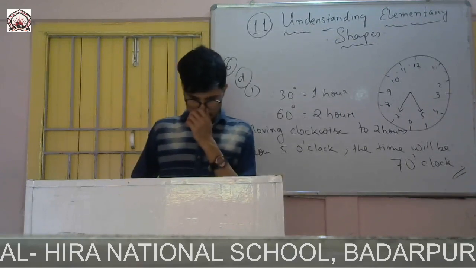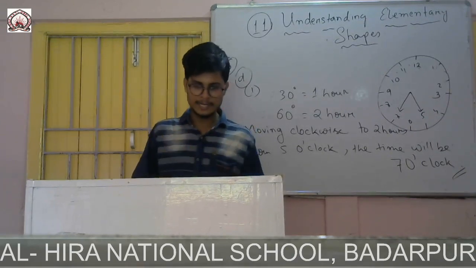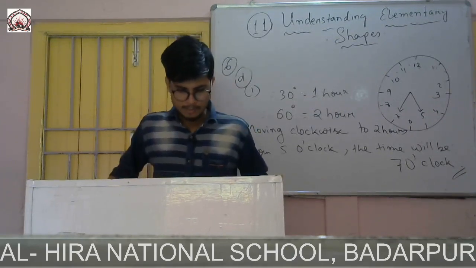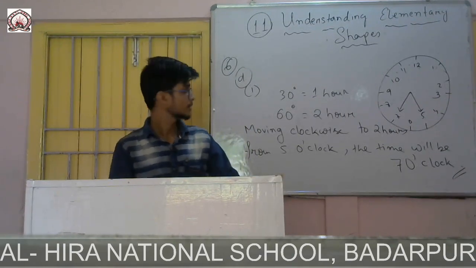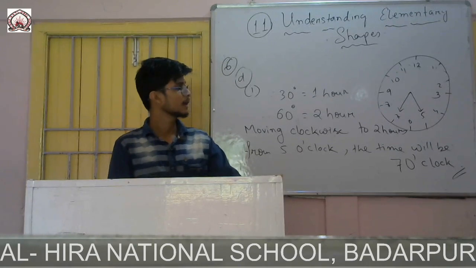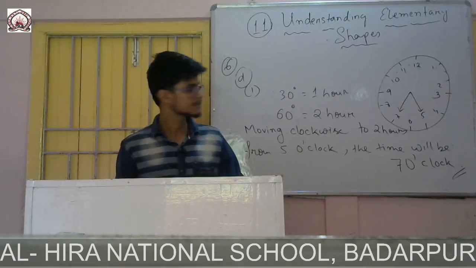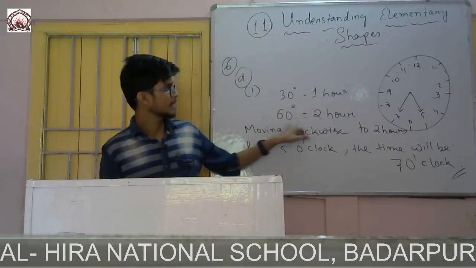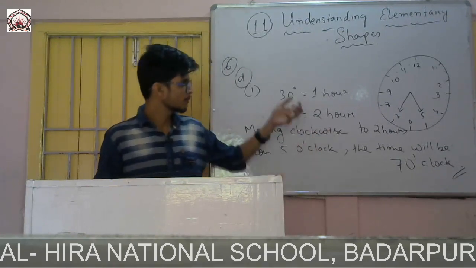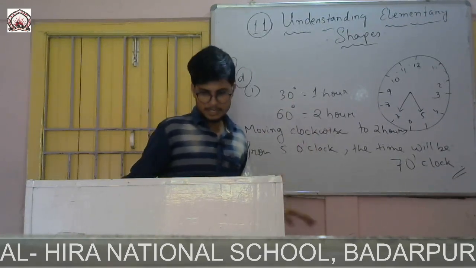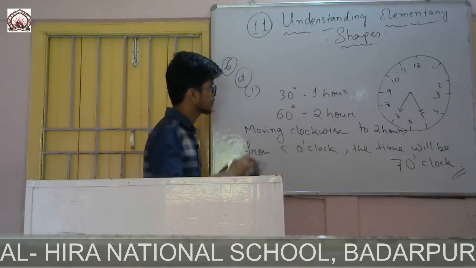Next one, it is 180 degree from 10 o'clock. So 180 degree, that means for 30 degree it is 1 hour, and 3 sixes are 18. That means for 180 degree it will be 6 hours. That means it will move in 6 hours. And if it starts from where? From 10.